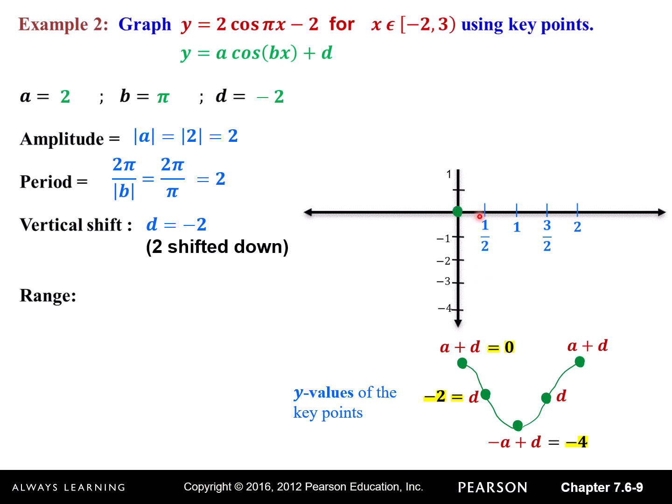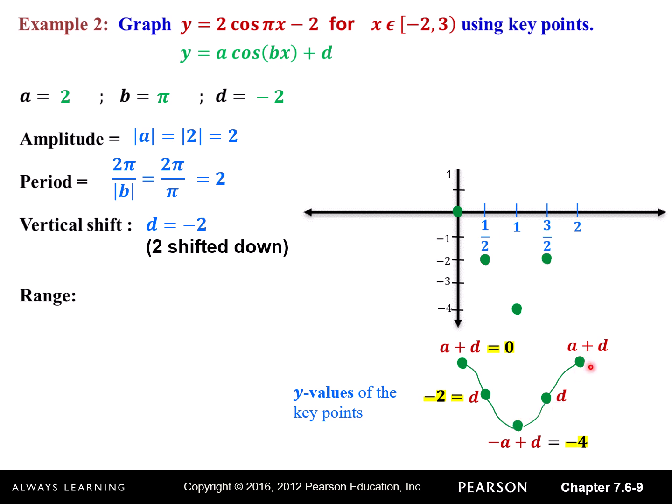And then for the second point, when the x value is 1 half, the y value is minus 2. So 1 half, minus 2. And then for the third point, the x value is 1. The third y value is negative 4. So it's 1, negative 4. And then next, the y value is negative 2 again.